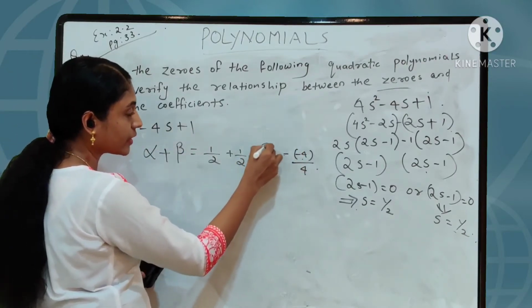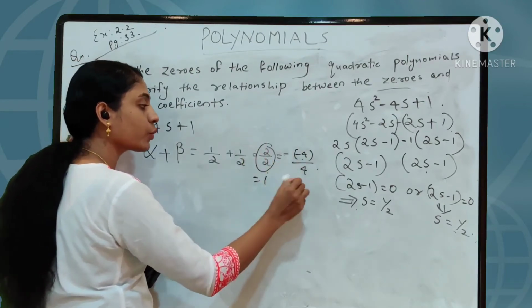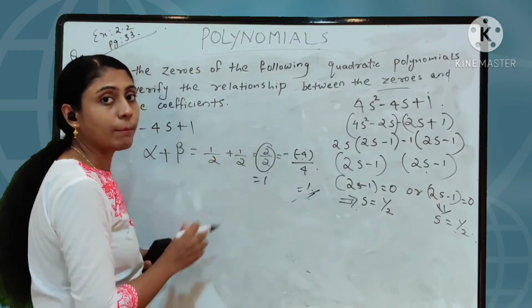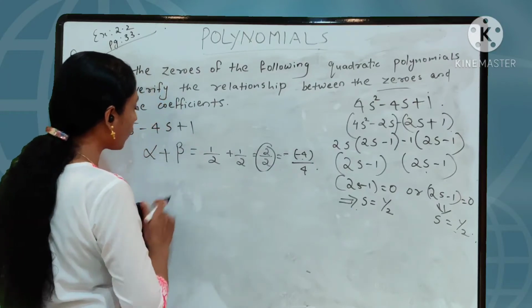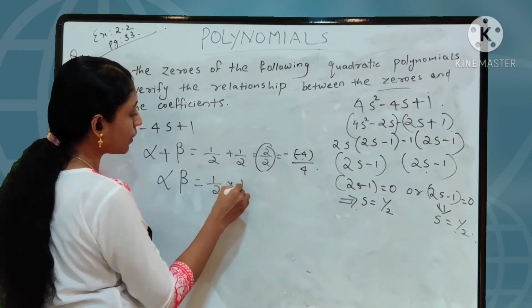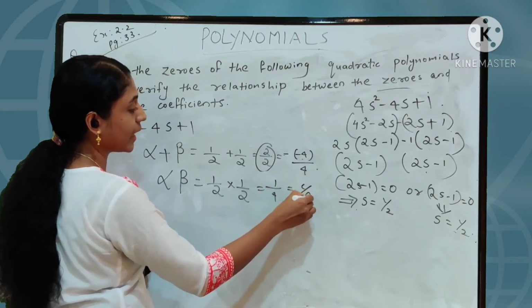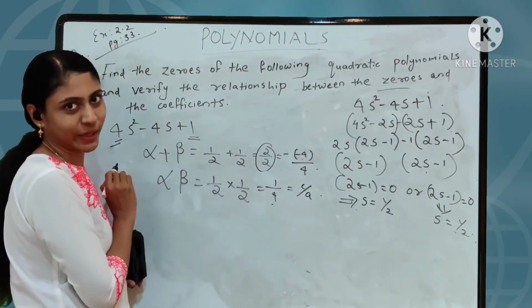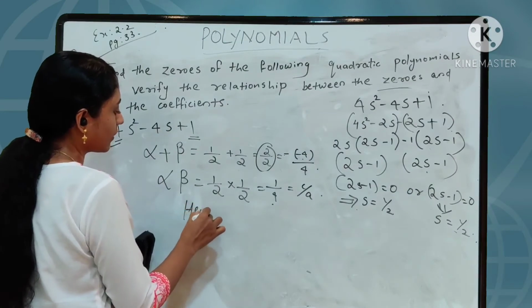Why have we rewritten this 2 by 2? Because 2 by 2 is 1, and minus of minus 4 by 4 is also 1. But we have to get it in the form minus b by a, or minus of coefficient of s divided by coefficient of s square. And what about alpha into beta? 1 by 2 into 1 by 2 is equal to 1 by 4. This 1 by 4 is c by a, that is constant term divided by coefficient of s square. So in the last step you have to write hence verified.